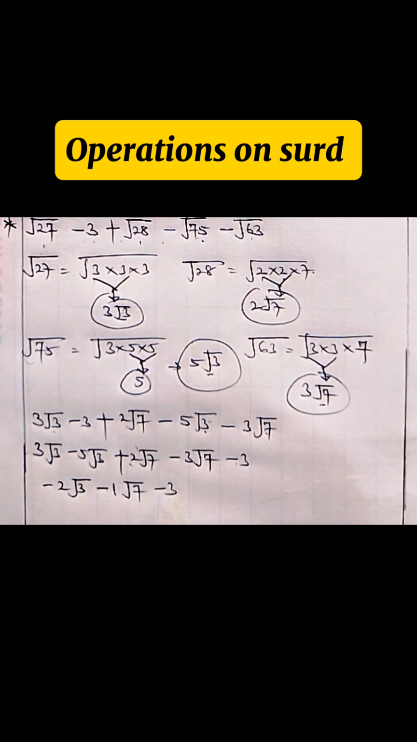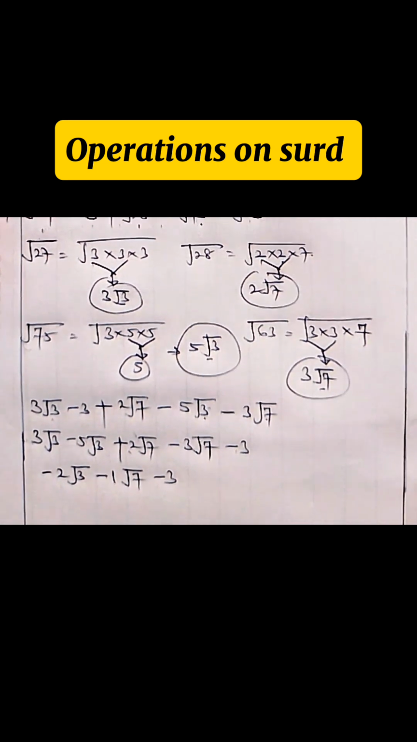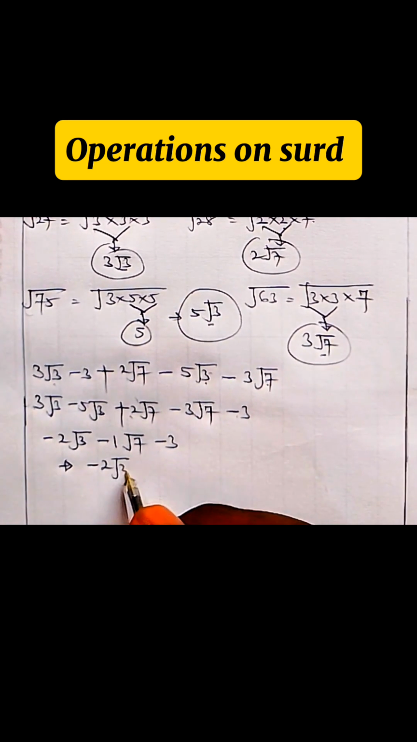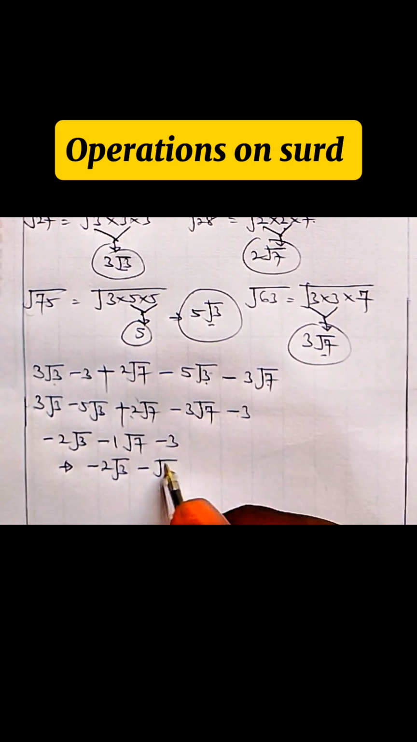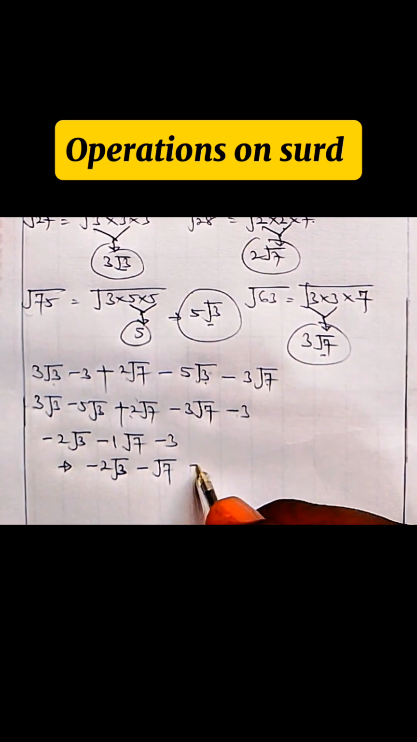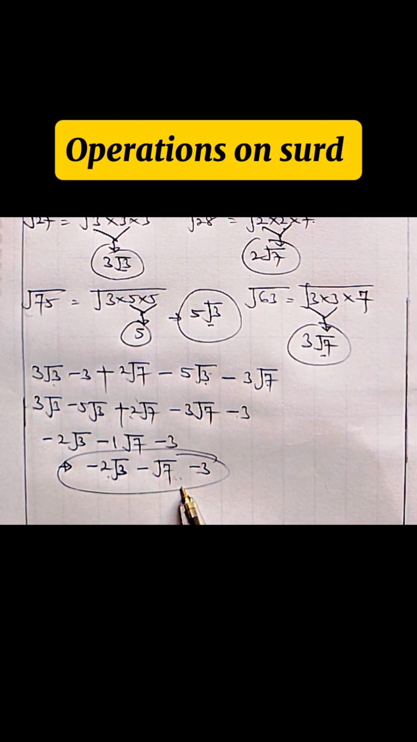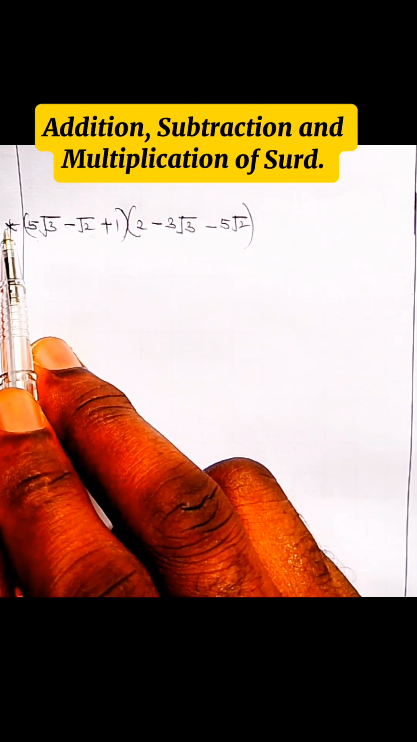Then minus 3 out here. So what do we have? We're done with this already: minus 2 root 3 minus root 7 minus 3. There's no way we can combine these because they are different radicands. So at this point, this is our final answer. If you got this as your final result, it means you understood all we discussed in the previous exposition. Okay, number 2 question.